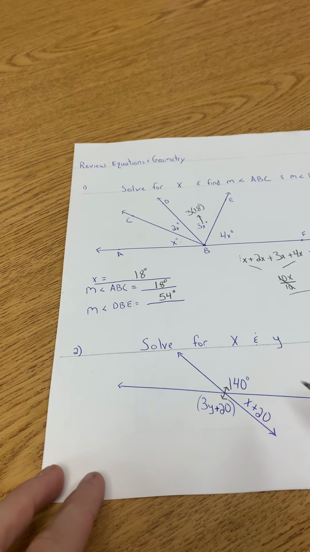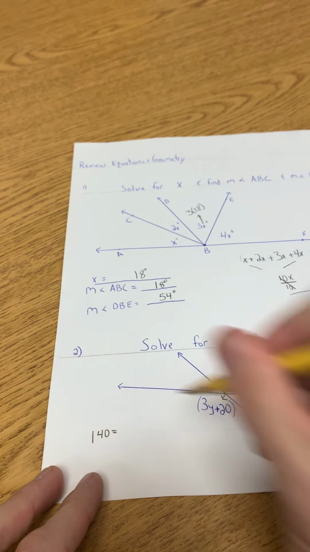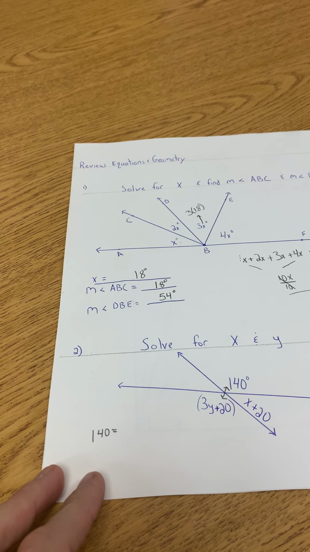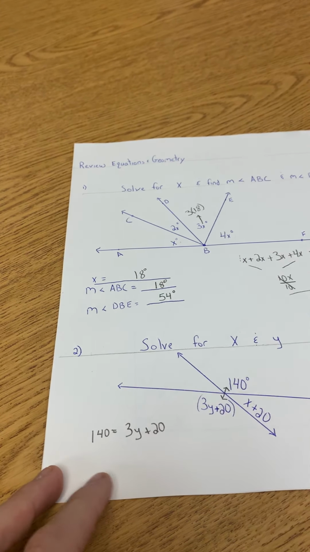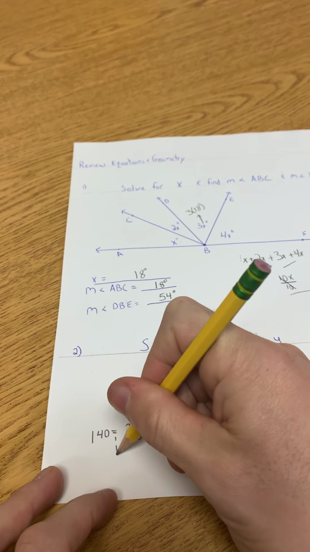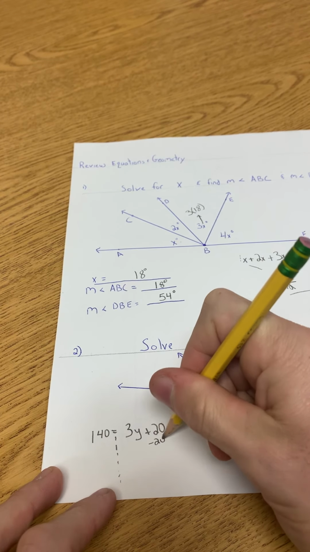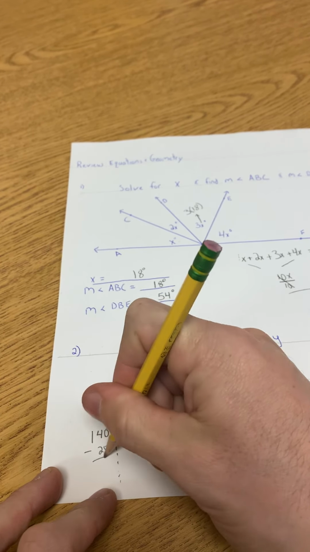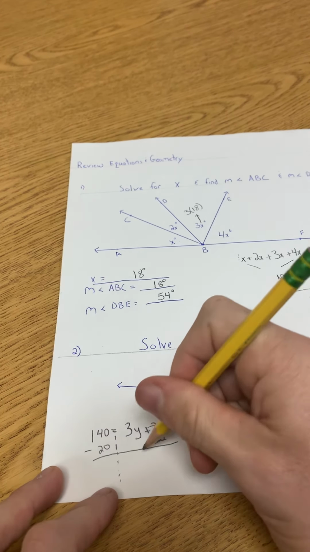So now I'm going to say, okay, vertical angles are congruent, which also means exactly the same. The way that we show exactly the same is with our equal sign. So I'm going to say 140 equals 3y plus 20. So I might have put it too low, but that's all right. Going to subtract 20 from both sides. So that's the inverse operation. We're trying to isolate the y. We always move our constant first.